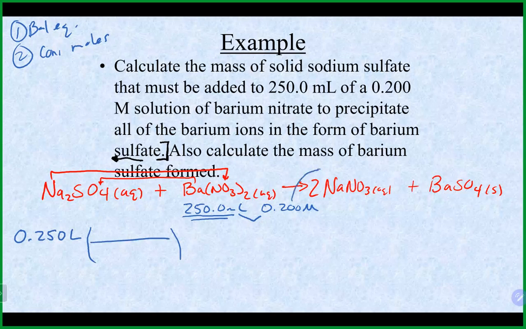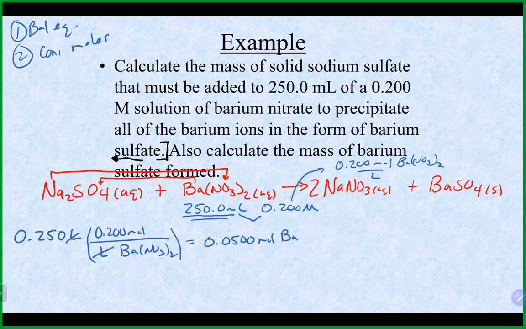Once again, this big M means I have 0.2 moles per liter of barium nitrate. So we're going to use it just like that, 0.2 moles per liter of barium nitrate. The liters will cancel, and now I have converted it into moles, and that would get me 0.25 times 0.2. That gives me 0.05 moles of barium nitrate. Any questions up to there?